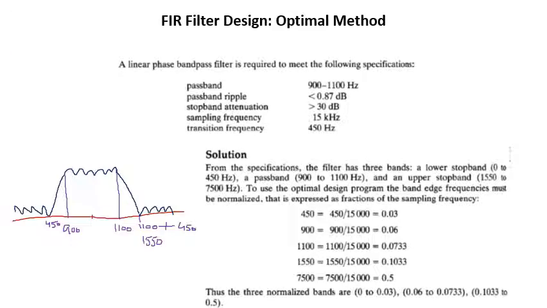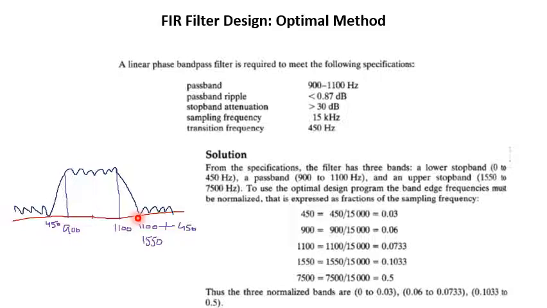So this is the graphical representation of the problem. The first step is that you have been provided the specification. The second step is to normalize these frequencies. Graphically, we have this type of filter in the continuous frequency domain. This is the passband, which ranges from 900 up to 1100. The transition frequency is 450 Hz. From 450 up to 900 we have one transition band, and from 1100 up to 1100 plus 450 we have another transition band.